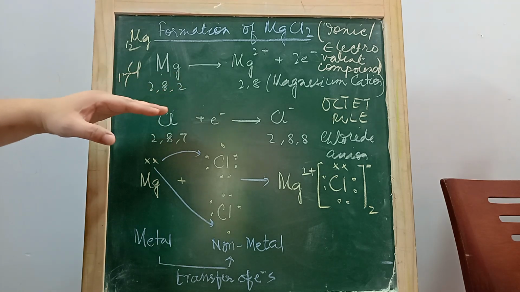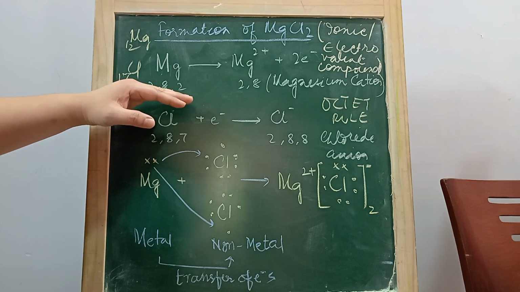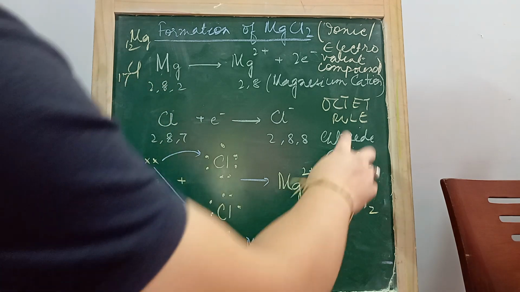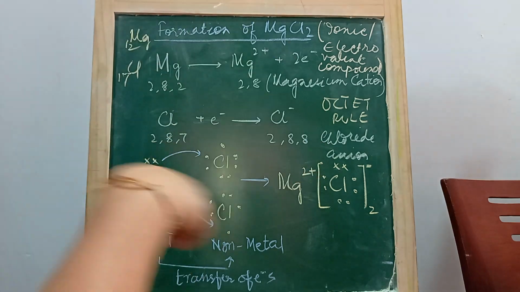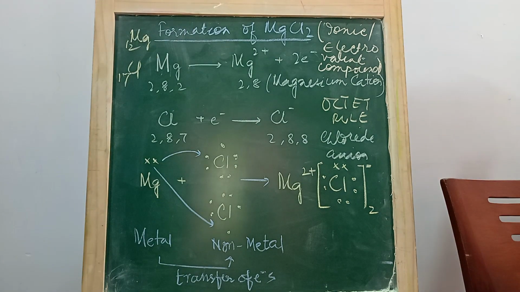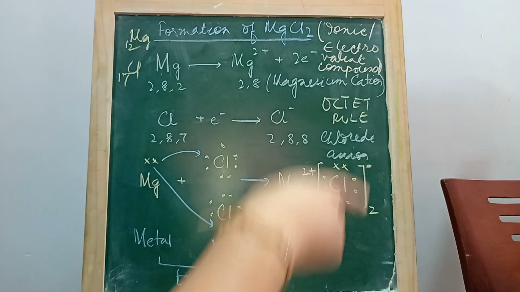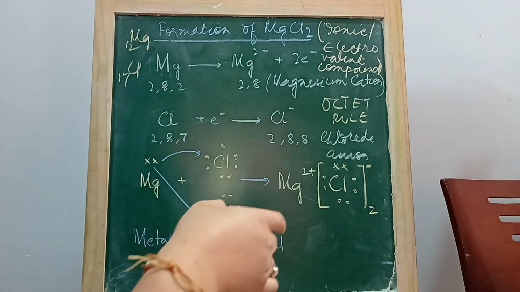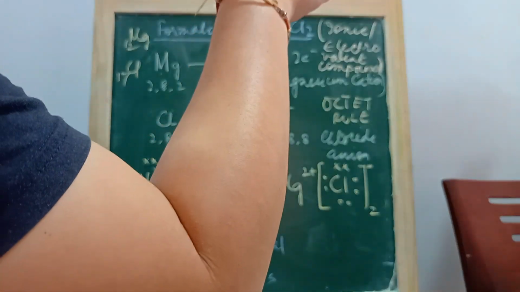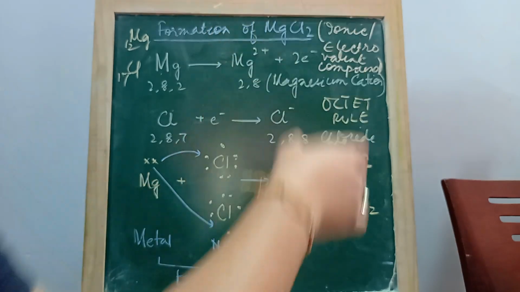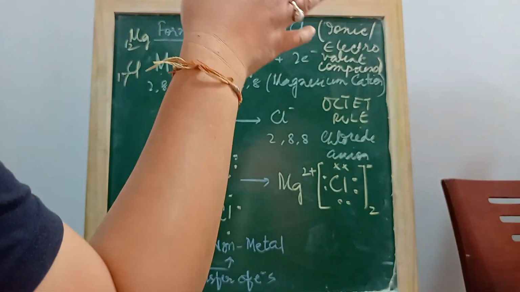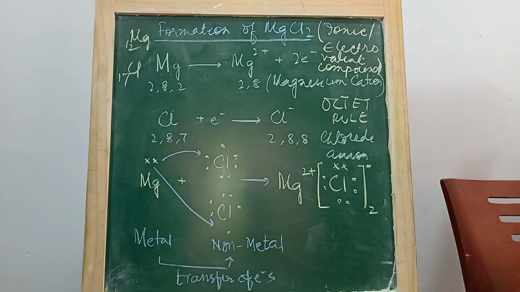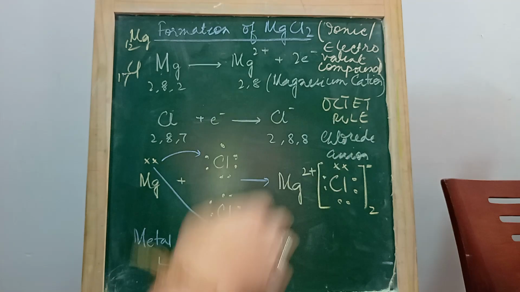So what happens is, how will magnesium become stable? According to the octet rule, it will become stable by having 8 electrons in the outermost shell, because all the inert gases, we know, are very stable, they do not react with any other element, and we found that they have 8 electrons in their outermost shell. These are called inert gases, or the gases present in group number 18 of the modern periodic table: helium, neon, argon. Those gases are called inert gases.